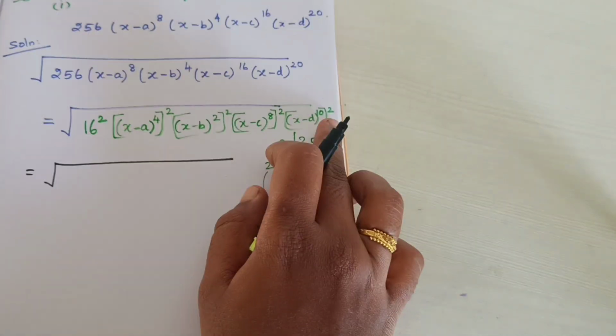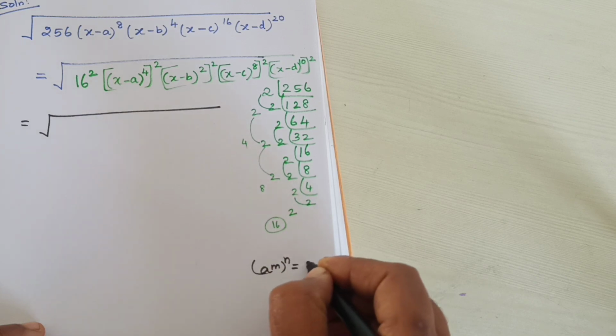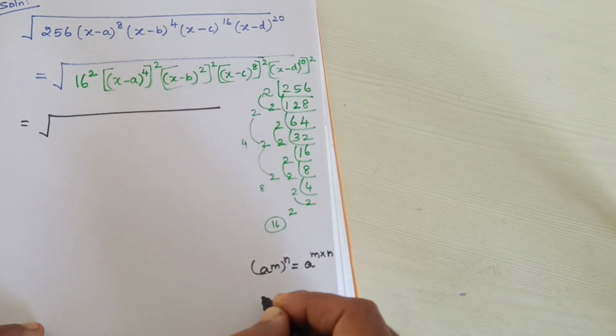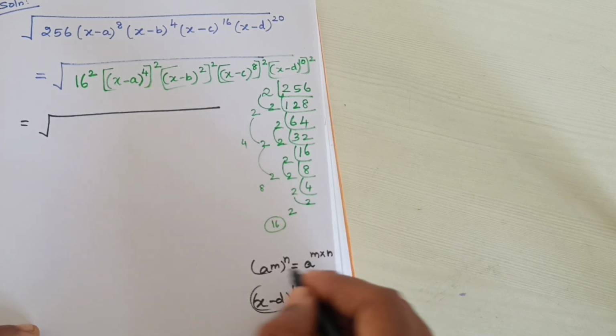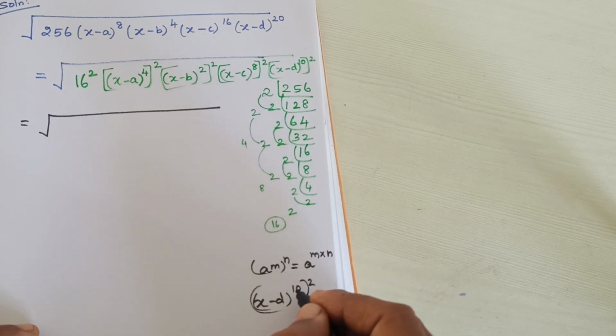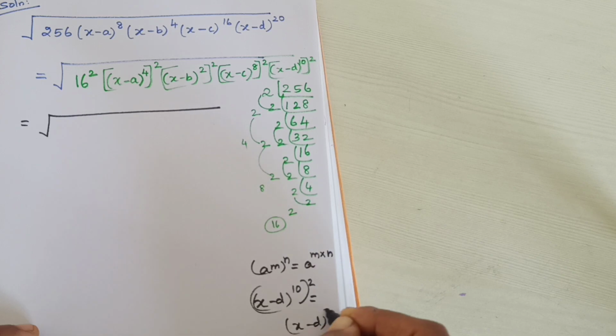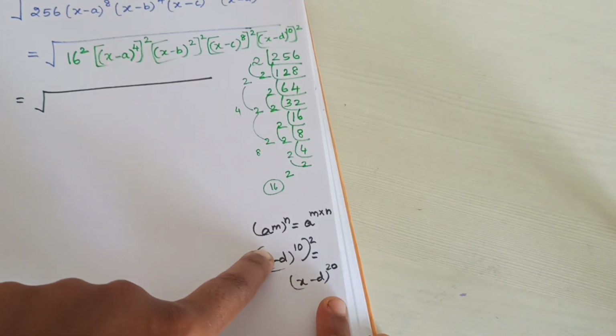Listen. This is nothing but (a^m)^n equals a^(m×n). So (x − d)^10, the whole power 2, means not 10 squared, this is 10 into 2. (a^m)^n means a^(m×n). So 10 into 2, that is 20. This way the term is given like this, we are just splitting like this.